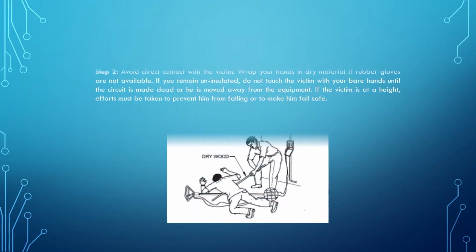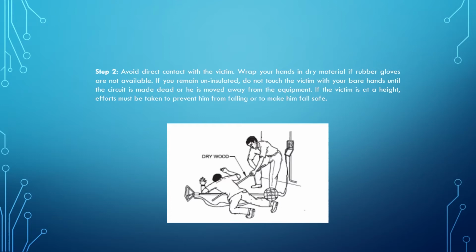Step 2. Avoid direct contact with the victim. Wrap your hands in dry material if rubber gloves are not available. If you remain uninsulated, do not touch the victim with your bare hands until the circuit is made dead or he is moved away from the equipment. If the victim is at a height, efforts must be taken to prevent him from falling or to make him fall safe.